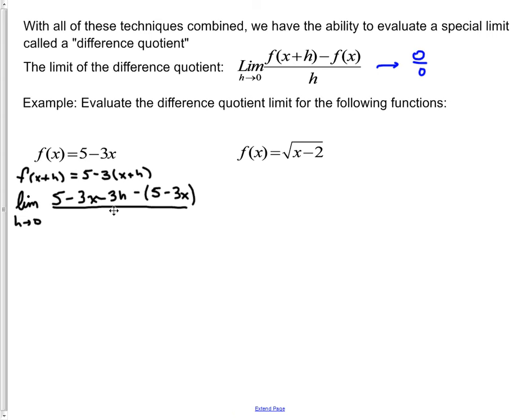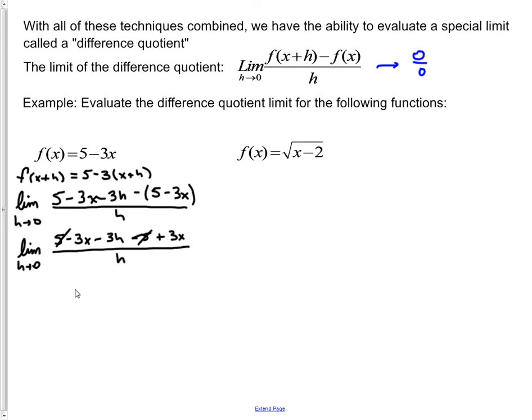all divided by h. Now right now, if you substitute in h equals 0, immediately you should see that we're going to get 0 over 0. But that's not what we want to do, so we're going to simplify this a bit. In fact, we will be taking the limit as h approaches 0 of 5 minus 3x minus 3h minus 5 plus 3x, negative of a negative, all divided by h, and certain terms drop out of that numerator.